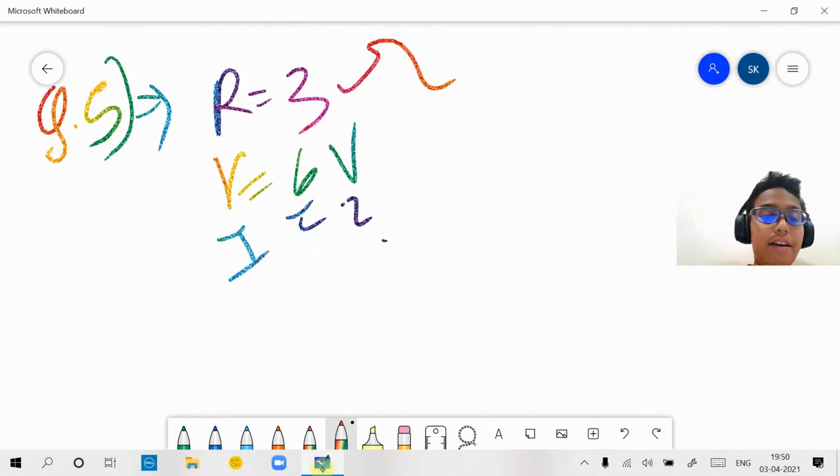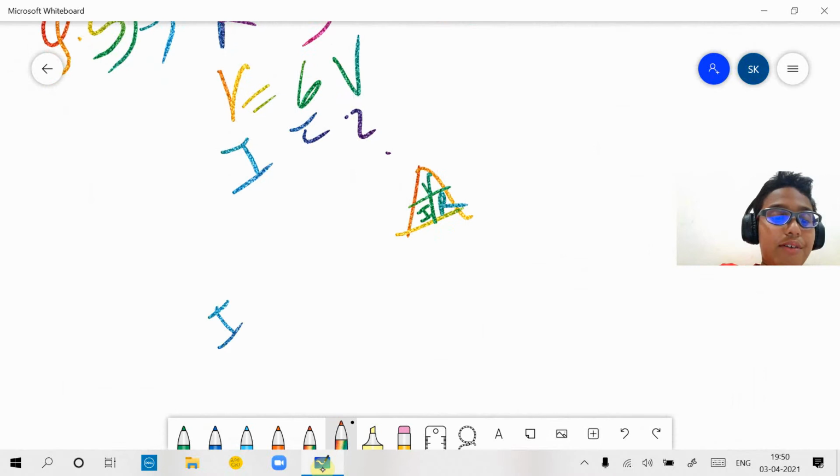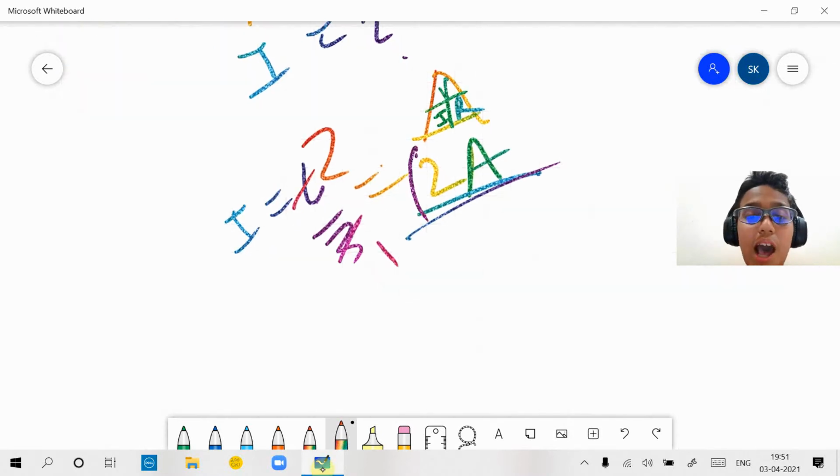Okay, so our triangle comes here first, because many students will not memorize it. So I equals V by R. I equals 6 by 3, which is 2. The answer is simply 2 amperes. And this is the answer.